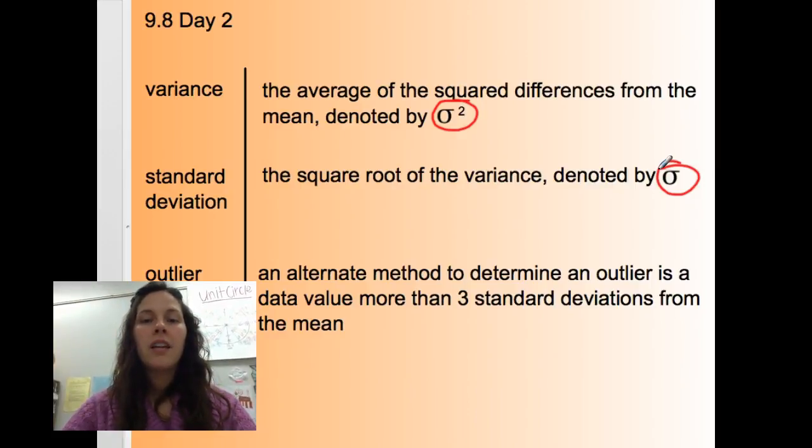small. Next, we're going to look at an alternate method to determine the outlier, and it's based on the standard deviation. So if you have any data values that are more than 3 standard deviations from the mean, that would be considered an outlier, and we'll actually look at that for our last example.